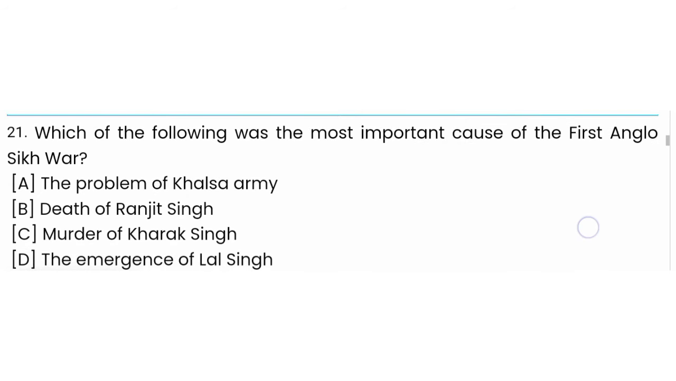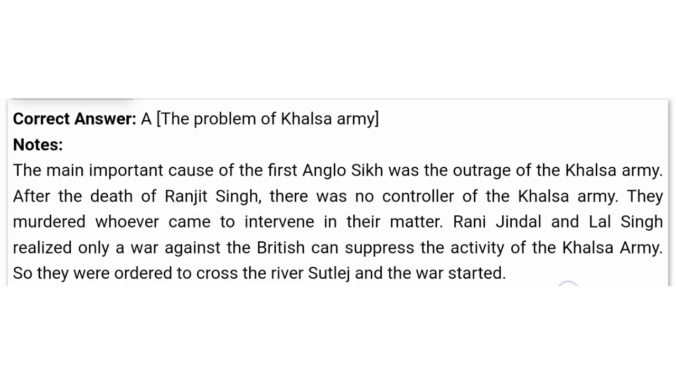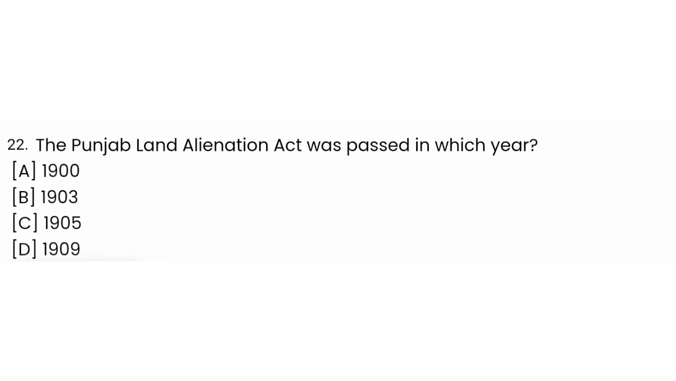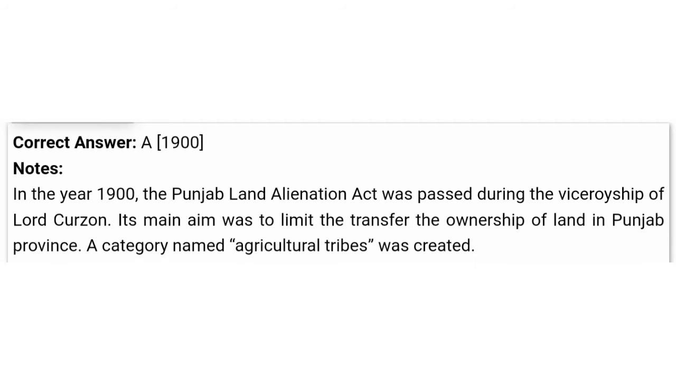Next question. Which of the following was the most important cause of the First Anglo-Sikh War? And the correct answer for this question is option number A, the problem of the Khalsa Army. Next question we have. The Punjab Land Alienation Act was passed in which year? And the correct answer is option number A, 1900.